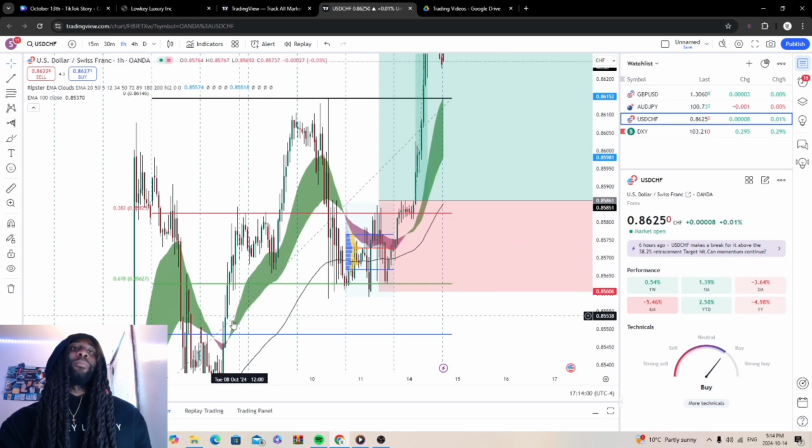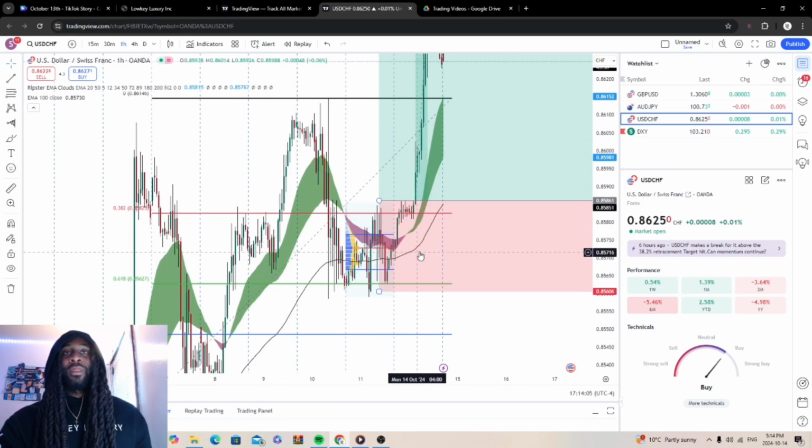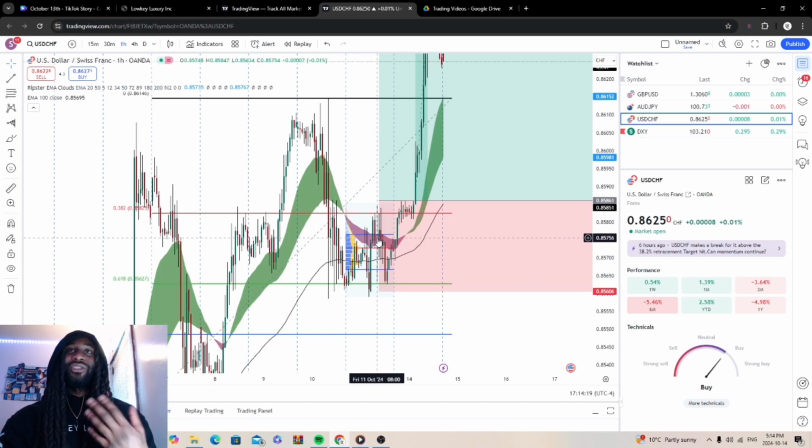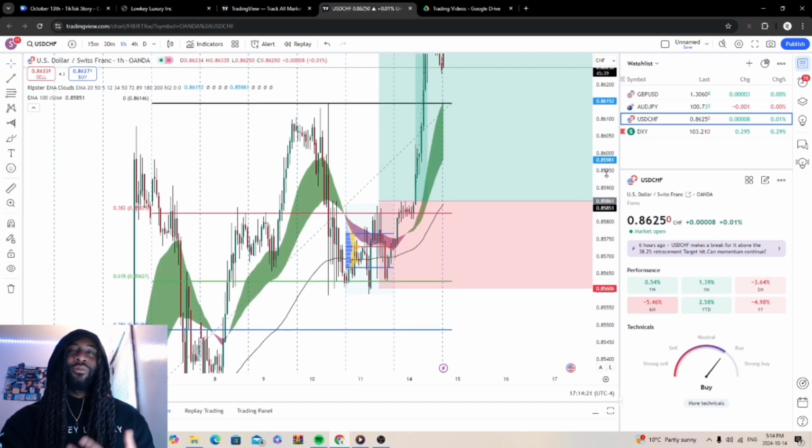And then on top of that, this green and red looking ribbon here, this is called a Ripster EMA. So it's pretty much just another dynamic support and resistance, but I actually use this one to identify the trend. I'll definitely go more in depth with all these indicators and stuff to explain to you guys thoroughly my strategy, how I use them. That way you guys could just soak in that knowledge and hopefully make some bread.